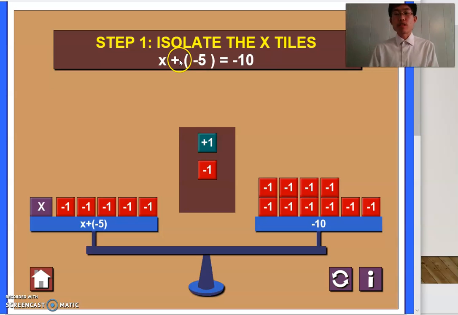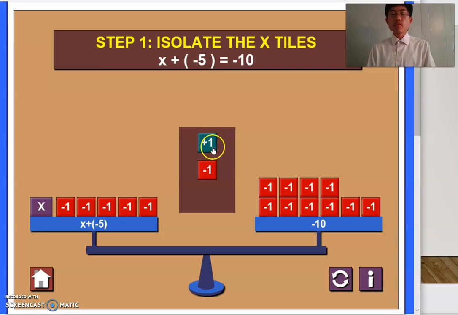So the first step is to isolate the tiles in this equation. That means I just want the x by itself. I don't want these -1s. So we're going to add or subtract 1 to both sides. Notice that I said both sides. You have to do the same thing on both sides so that the equation is still equal, like this.